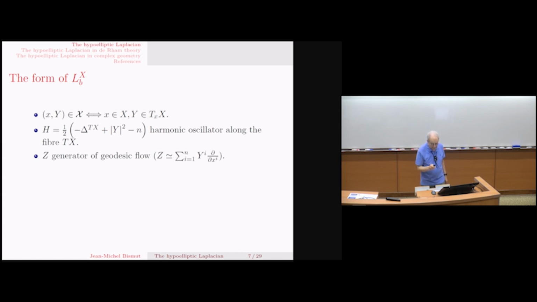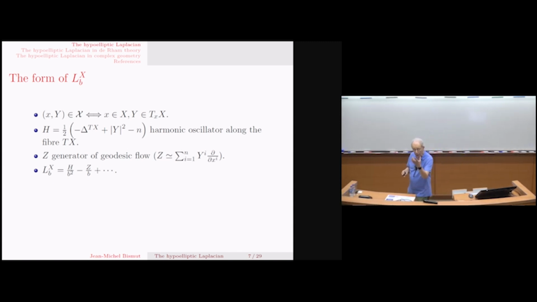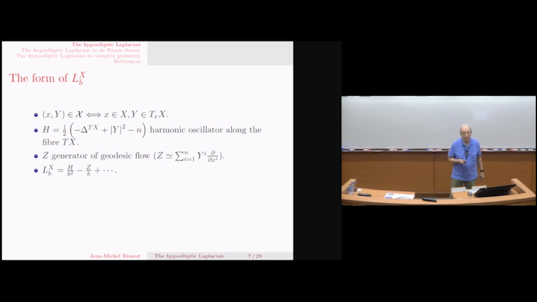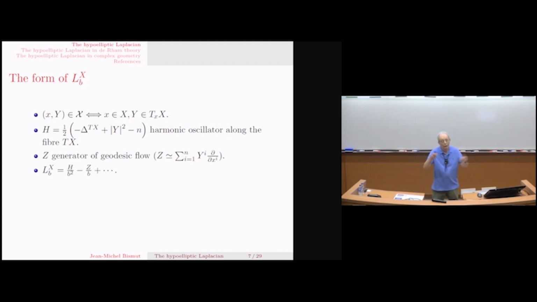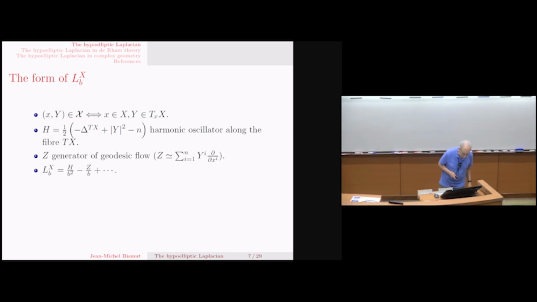Sum of y d over dxi. And so the general form of any hypoelliptic Laplacian is a combination of these two. So you have the harmonic oscillator, which just differentiates along the fiber with a factor 1 over b squared, and the second term is the geodesic flow with a factor 1 over b. And there are other terms which are related to the underlying geometry that you consider.